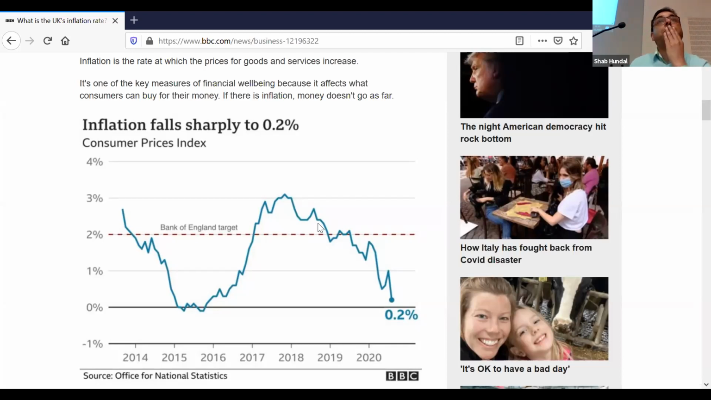Yes. I don't know if this is kind of outside the point, but what has caused this big downwards inflation? It could be possible.